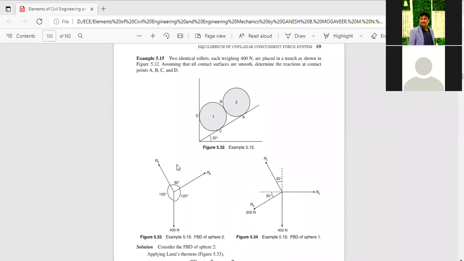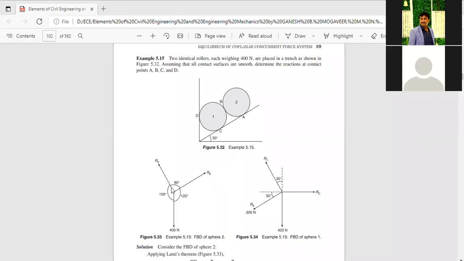Now we can apply Lami's theorem for this sphere 2. That is 400 divided by sine 90, RB divided by sine 150, and RA divided by sine 120. So thereby we will get the values of RA and RB. So please tell me what are the values of RA and RB.